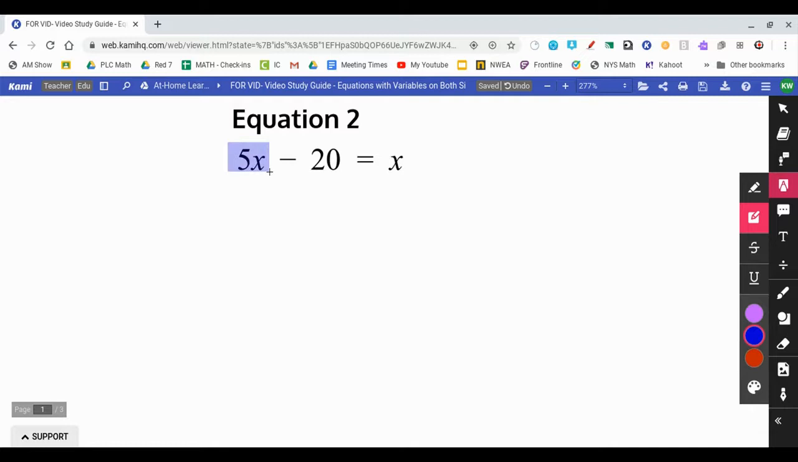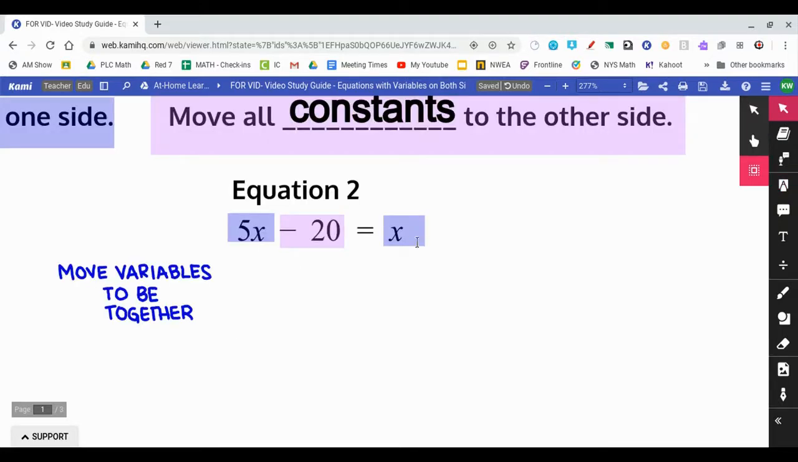For equation 2, we have 5x minus 20 equals x. The variables are not on the same side of the equation yet. So the first thing we have to do is to get those variables together. We don't want that 5x to be on the same side as the -20. So in order to move a positive 5x, you do the inverse operation and subtract 5x from both sides.